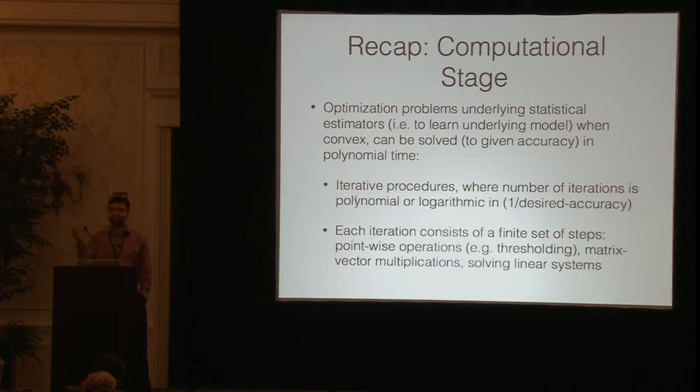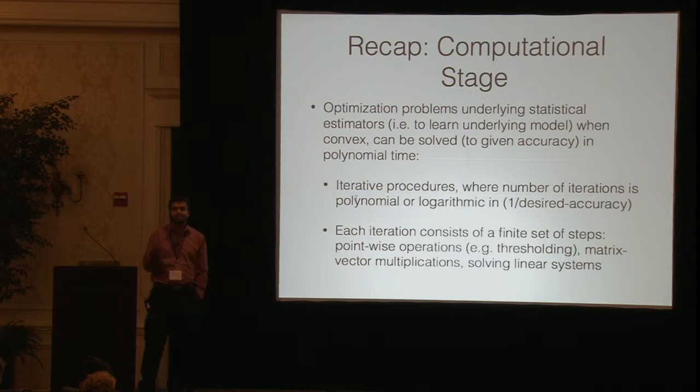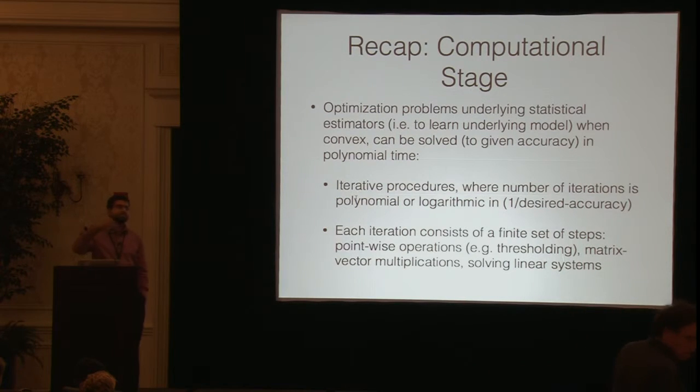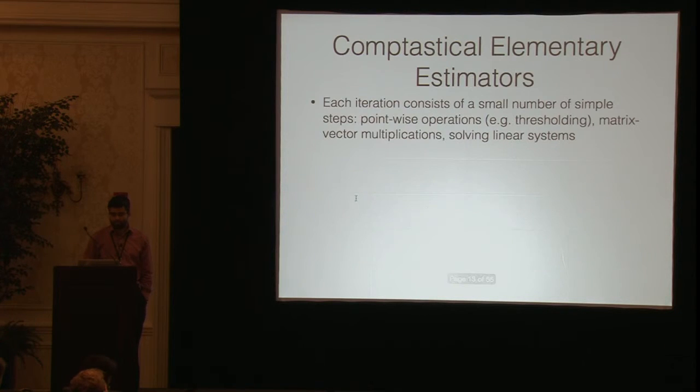Or I might take a matrix and a vector and multiply them. Right? Or I might try to solve linear systems or sparse linear systems. Or I might compute the inverse of a matrix. Right? So these are progressively more complicated steps. But typically, each iteration of an optimization algorithm only involves finitely many steps. Okay? And the number of iterations depends on the accuracy to which you need to solve the problem.